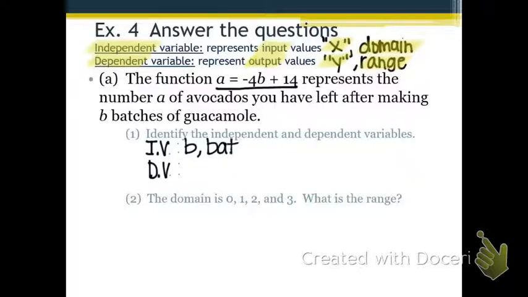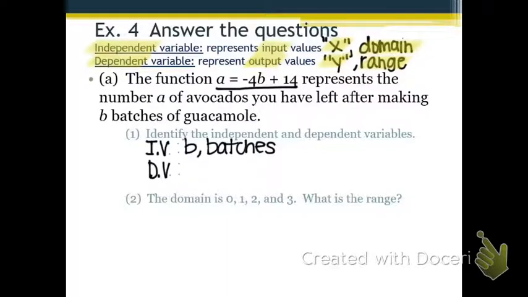And what did B represent? It's in the problem. B represents what? Batches. So not only are we going to write down the variable, but we're always going to write down what that letter represents because we want to be real clear about what it represents. Now, do you see where B sits? We can put whatever number we want. We can make however many batches of guacamole we want, but then we're going to have to multiply by -4 and add 14. And whatever comes out on that side is what A equals.